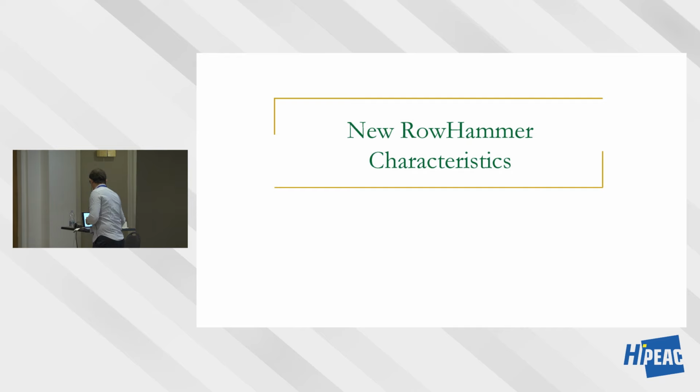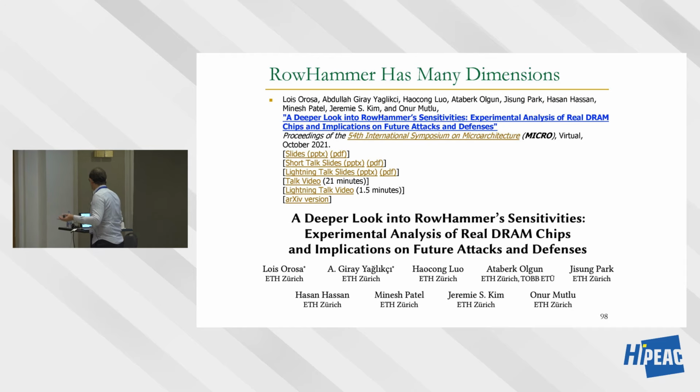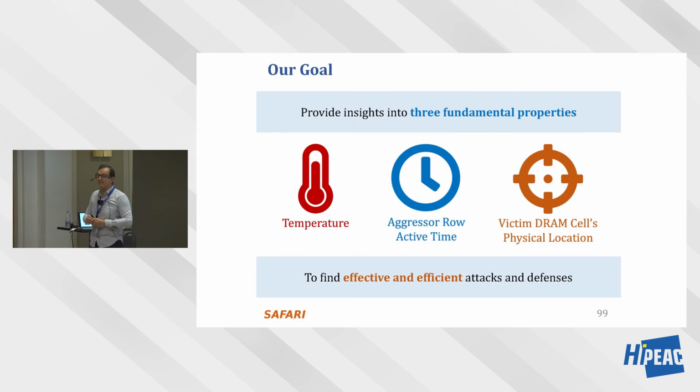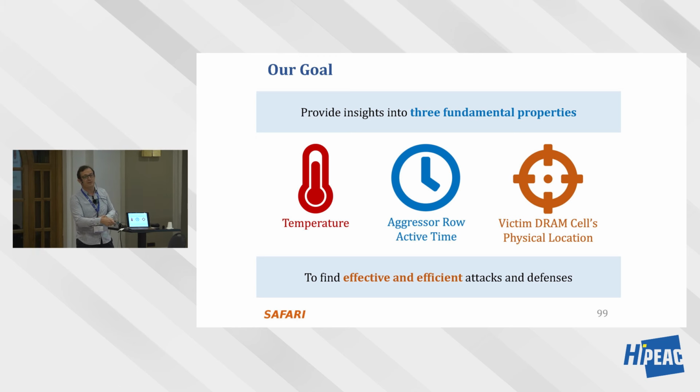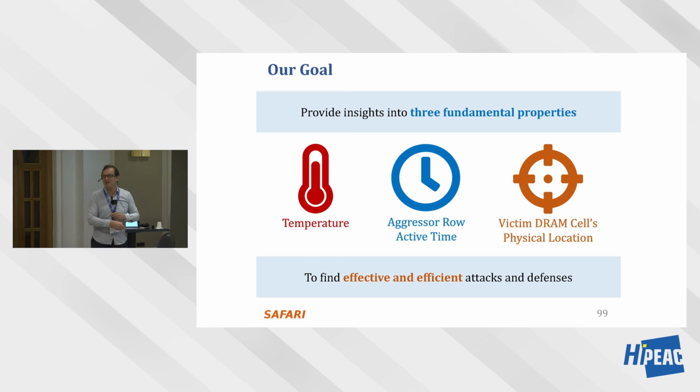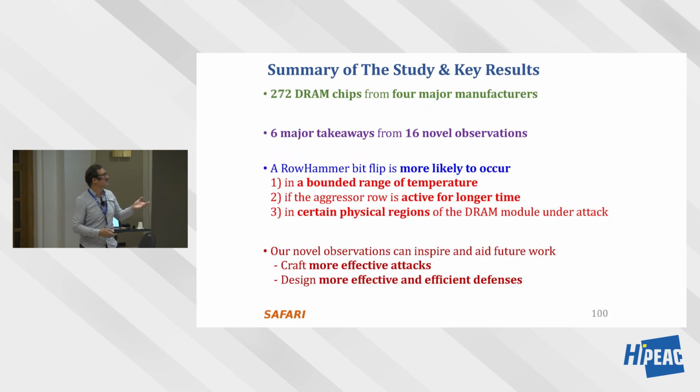Okay. So let me talk a little bit about understanding. These were what happened in the industry. Now, later we started doing a lot more understanding studies. This is a paper at MICRO 2021 where we really wanted to understand 3 effects: temperature, aggressor row active time, and physical location of the victim DRAM cell. We have papers that are actually expanding on all of these except temperature. So I'm going to talk about temperature. If you understand all of these, from an attacker perspective, you can build better attacks. From a defender perspective, you can build better defenses. And that was the reason why we did it.